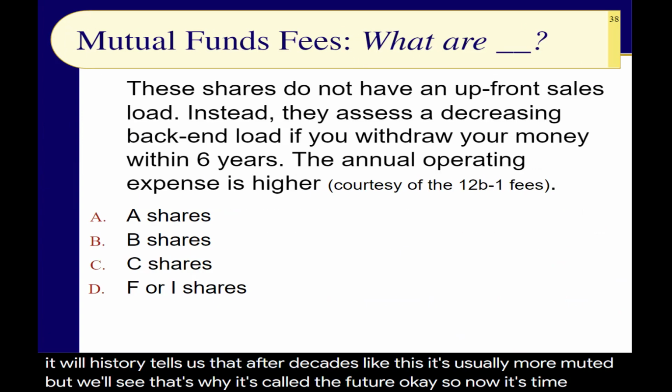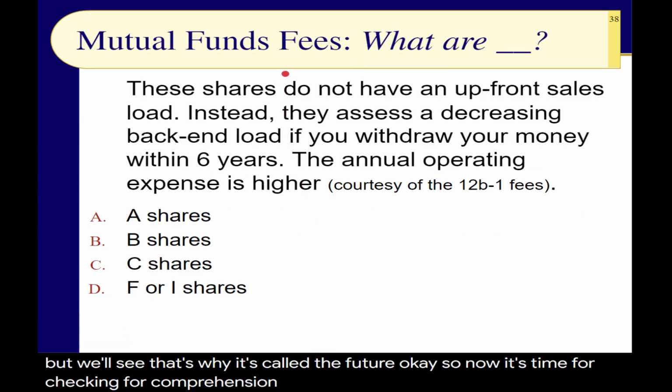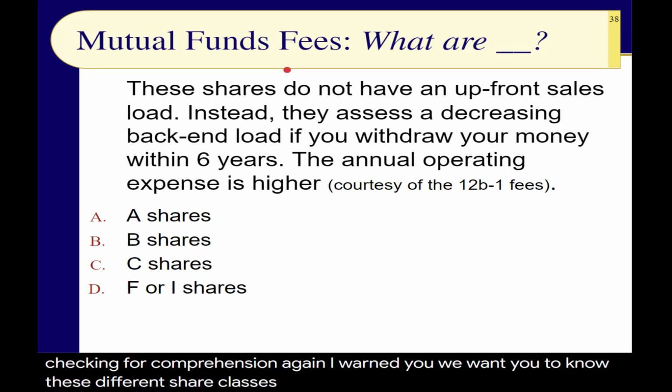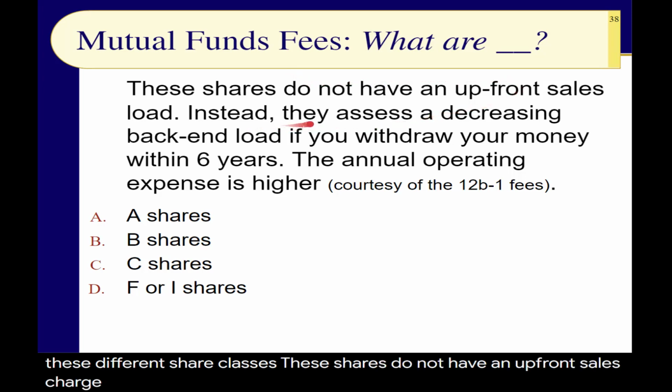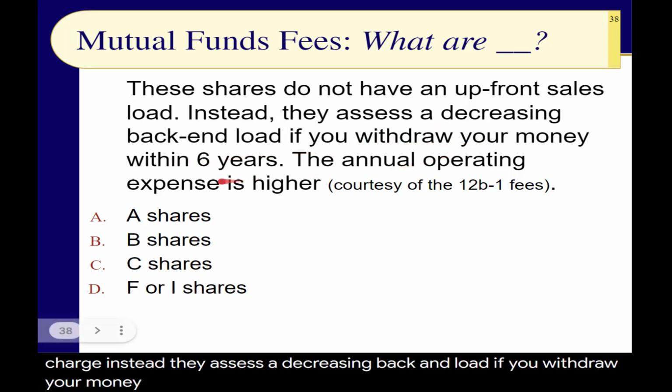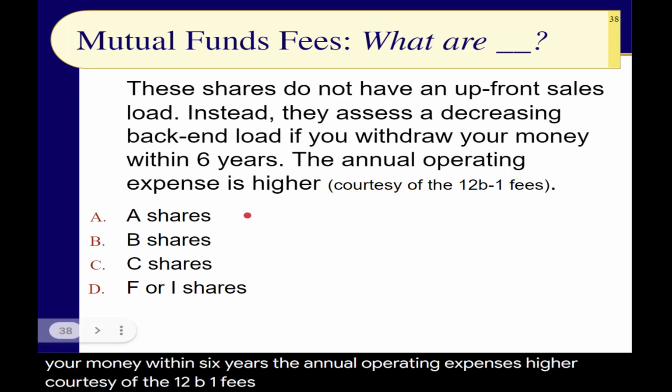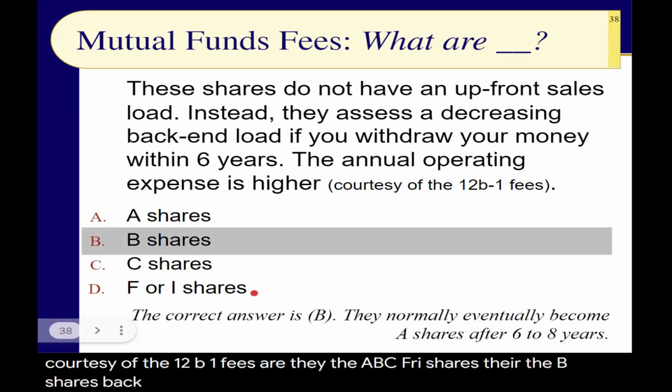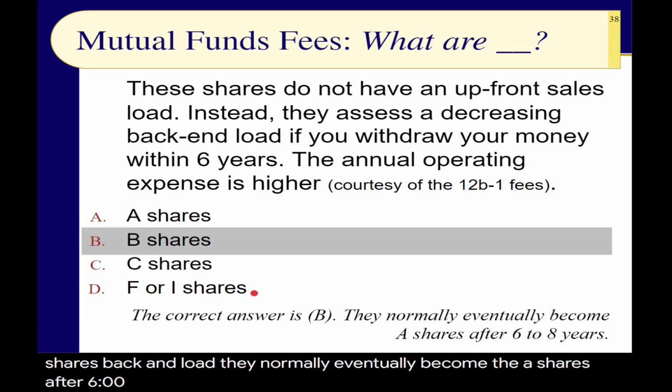Okay, so now it's time for checking for comprehension. Again, I warned you, we want you to know these different share classes. So go back over, study, study, study. These shares do not have an upfront sales charge. Instead, they assess a decreasing back-end load if you withdraw your money within 6 years. The annual operating expense is higher, courtesy of the 12b-1 fees. Are they the A, B, C, F, or I shares? They're the B shares, back-end load. They normally, eventually, become the A shares after 6, 8 years, and they're disappearing. Very few mutual fund companies still have these anymore.